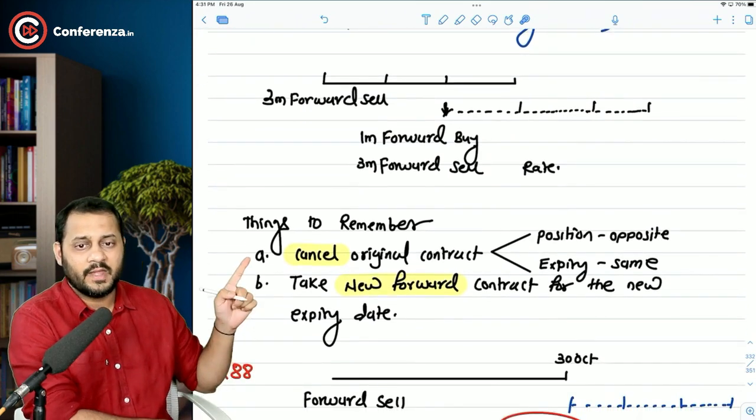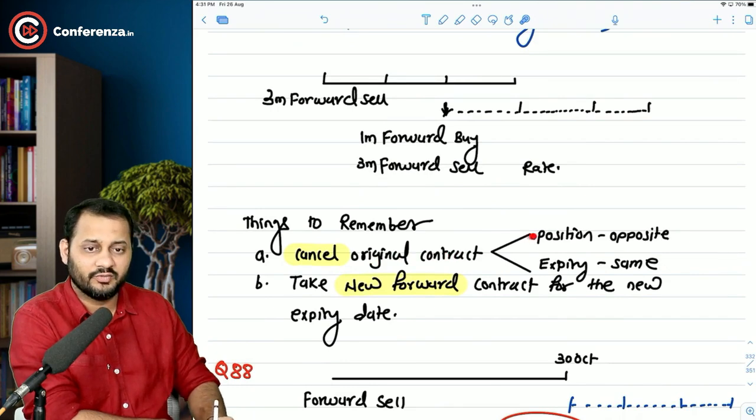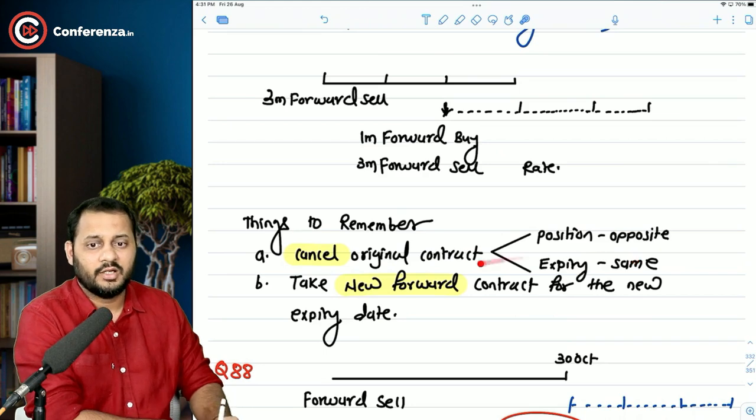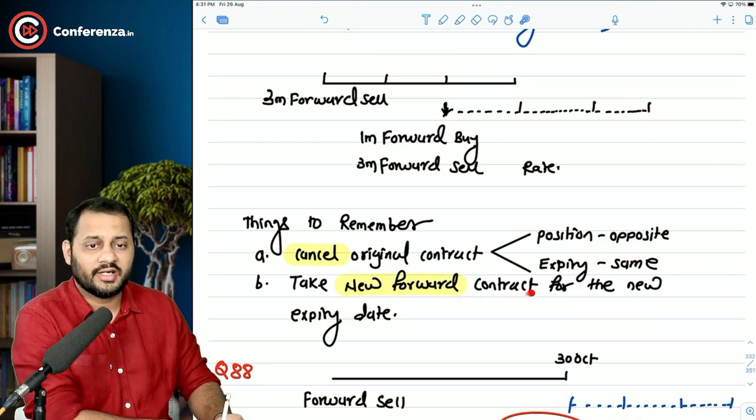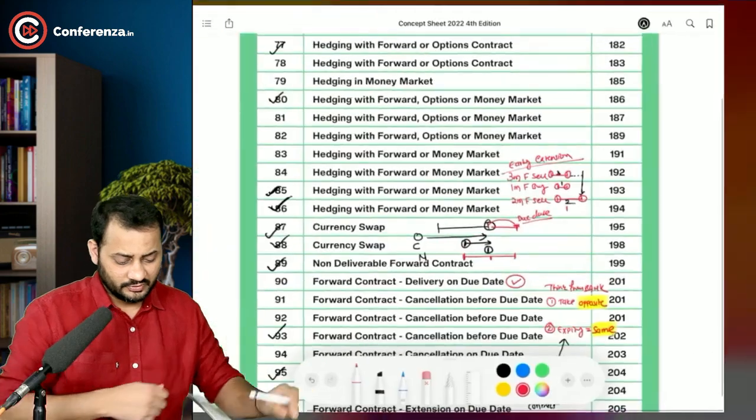Things to remember: cancel the original contract, where you will take the opposite position, expiry same. Take the new forward contract for the new expiry date. That's it. Let's solve some questions.